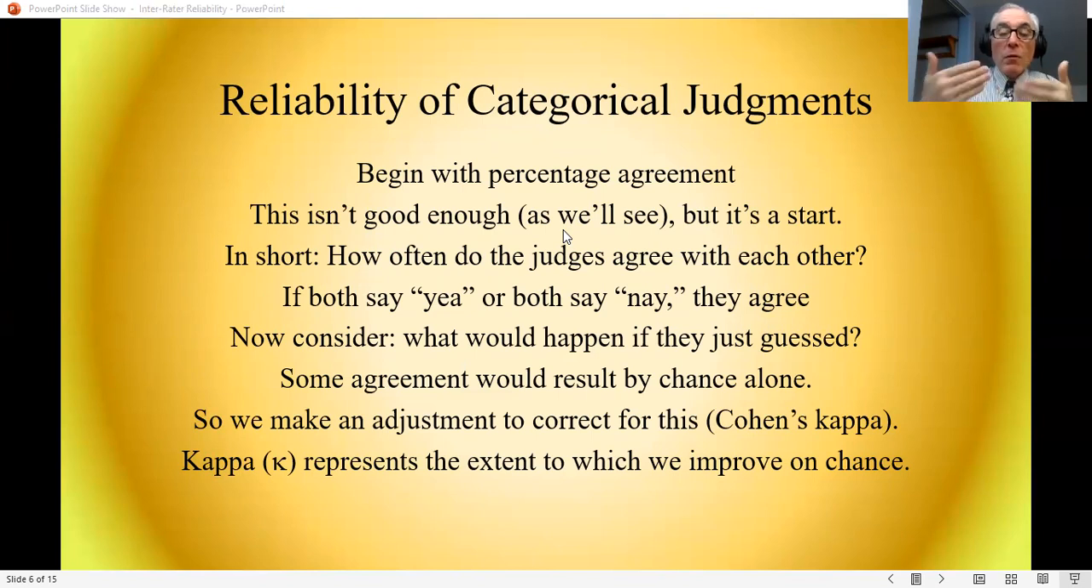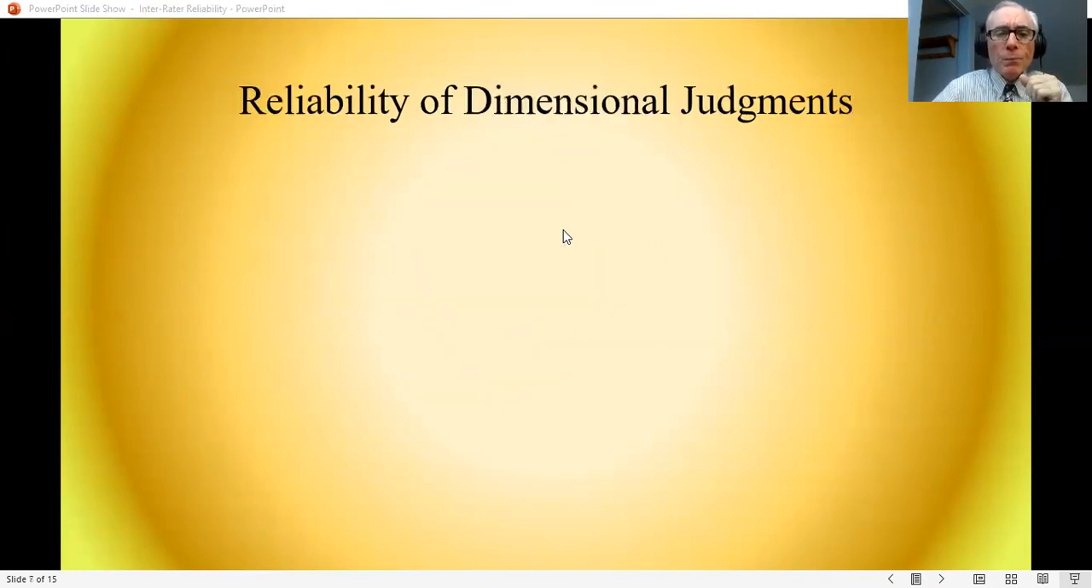If I would have gotten 50% agreement just by guessing, and I've achieved 75% agreement, I've improved on what guesswork would have done by about 50%. You know, I'm halfway from guesswork to perfection. So again, we're not going to go into how you calculate this today, but that's the gist of it.